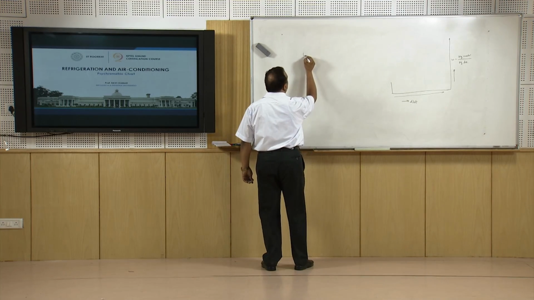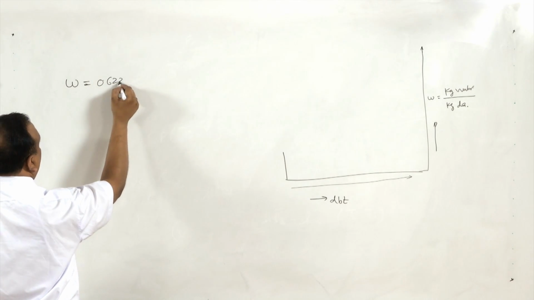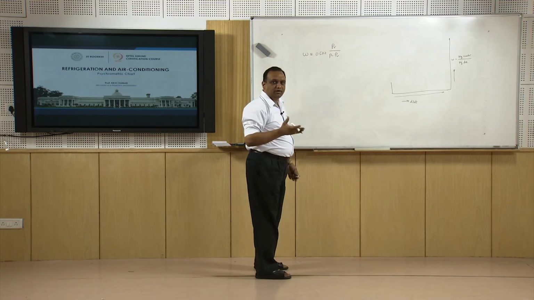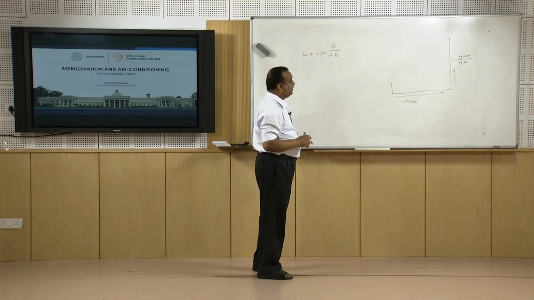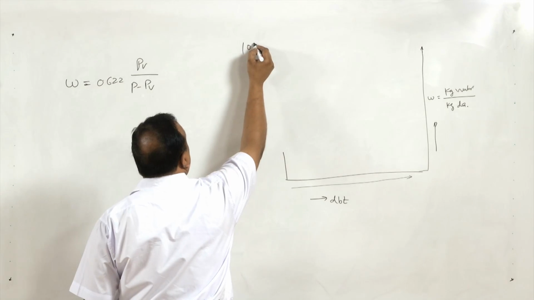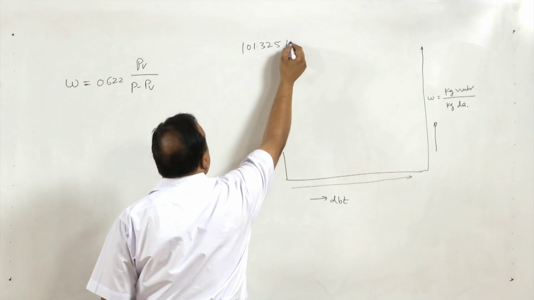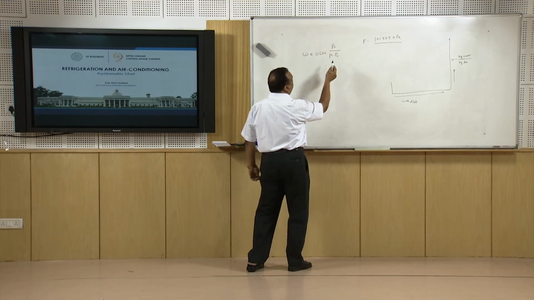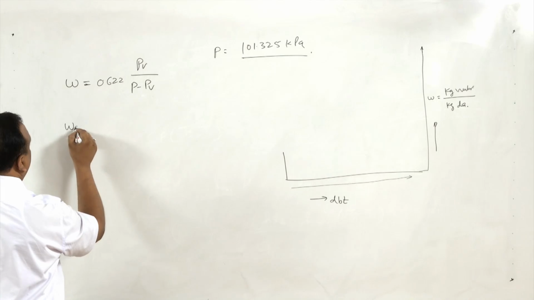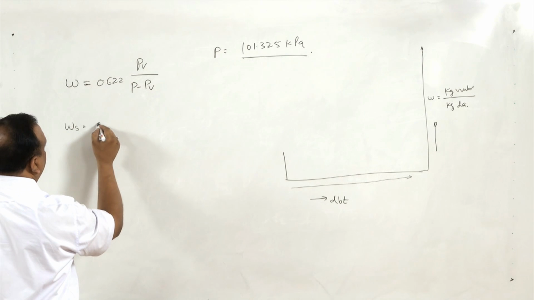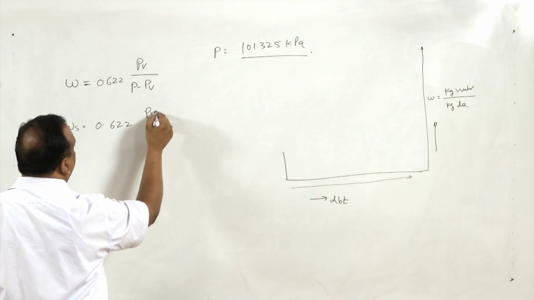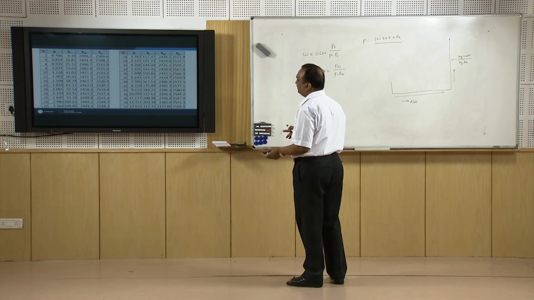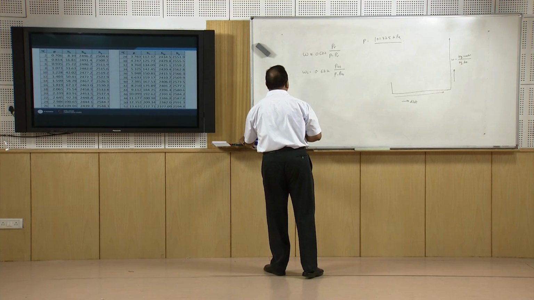Now, as you know, the specific humidity of any wet air is 0.622 times the partial pressure of vapor divided by the total pressure minus the partial pressure of vapor. Total pressure we can take from a barometer, but in the psychrometric chart total pressure is taken as the pressure at mean sea level, that is 101.325 kilopascal, which is fixed, that is P. If the vapor is saturated, then we get the specific humidity at the saturation state, 0.622 Pvs by P minus Pvs. Pvs is nothing but the partial pressure of water vapor in the saturation state.